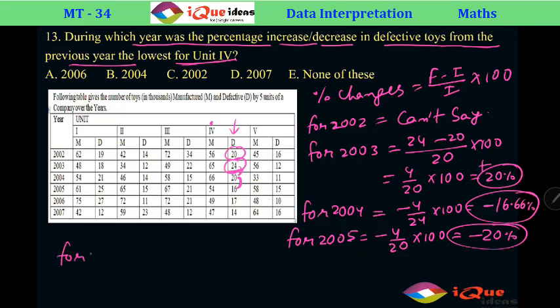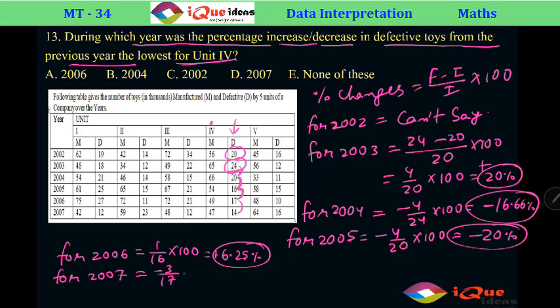Let's say for 2006. What is happening in 2006? It is going from 16 to 17. So there is an increment of 1 over 16 into 100. Now 1 by 16 is 6.25% and is plus. So there is an increment in 2006. What about 2007? It is going from 17 to 14, so there is a decrease. So minus 3 upon 17 into 100. 1 by 17 is almost 6%, so it is almost 18%.